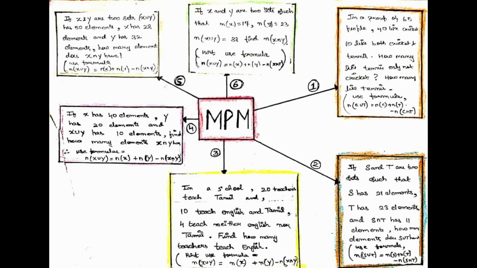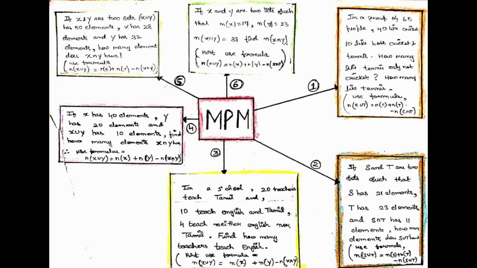Question number 3. In a school, 20 teachers teach Tamil, 10 teach English and Tamil, and 4 teach neither English nor Tamil. We have to find how many teachers teach English. Here we have the same formula, n(X ∪ Y) = n(X) + n(Y) − n(X ∩ Y).